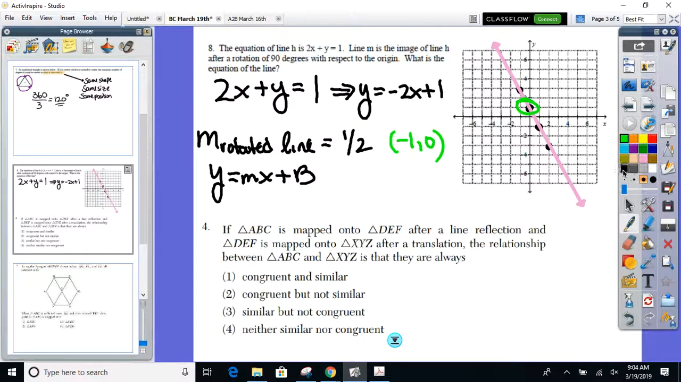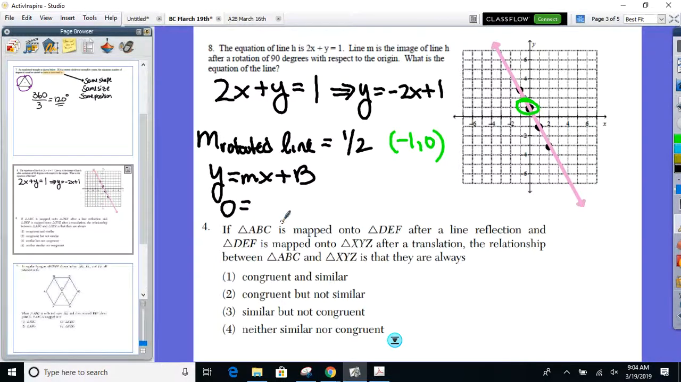Now let's find the y-intercept. 0 equals, what's the slope of this rotated line? 1/2 times -1 plus b. What is our b value? B value is positive 1/2. Okay, I'm going to need somebody right now to put it all together. And what's the equation of the line? Of my rotated line.